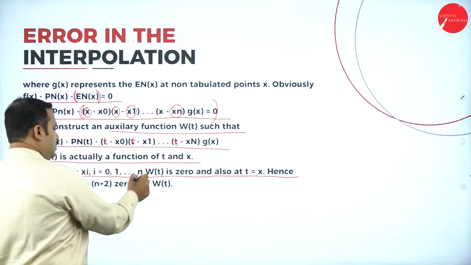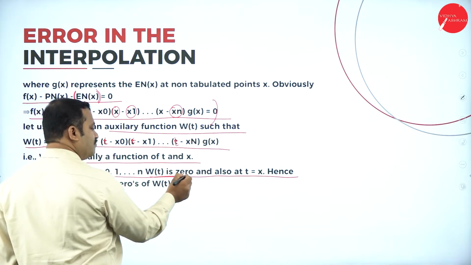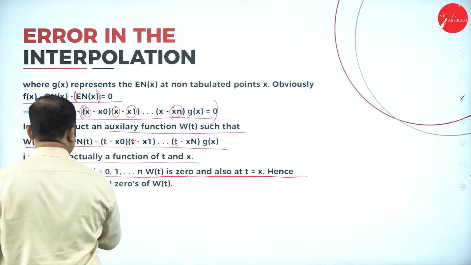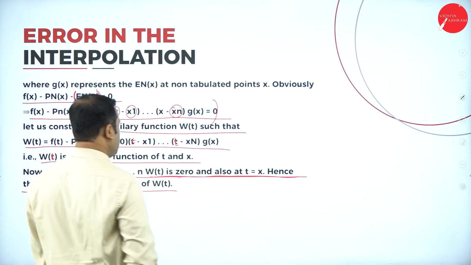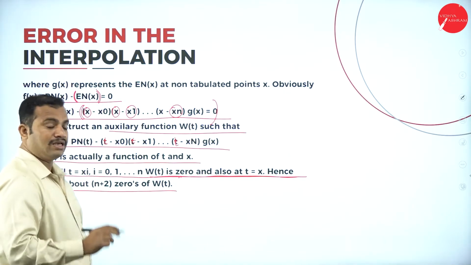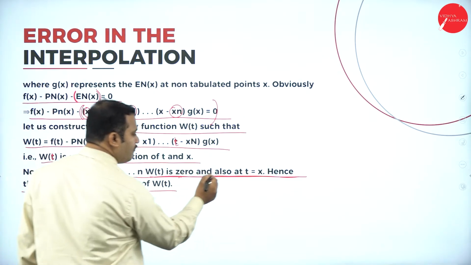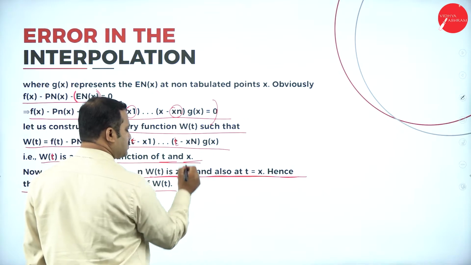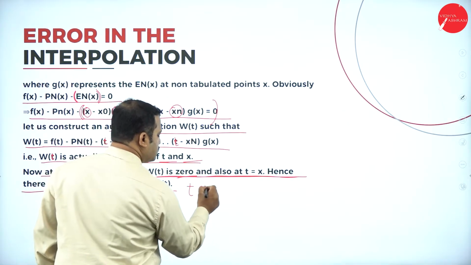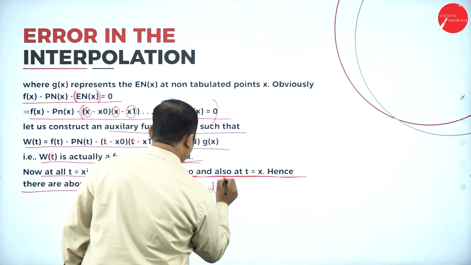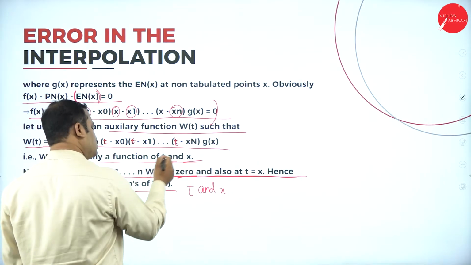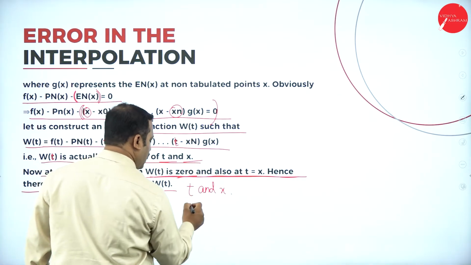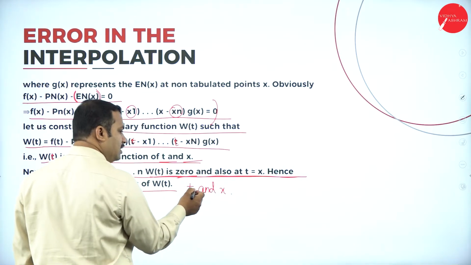Then similarly, w of t is 0 and also t equal to x. Hence we state that there are about n plus 2 zeros of w of t, because in case of w of t we have 0 here, which can be expressed in terms of t and x. That means t and x are considered here. If that is the case, we have n plus 2 zeros of w of t. That means we have n, how many items are there in this case?